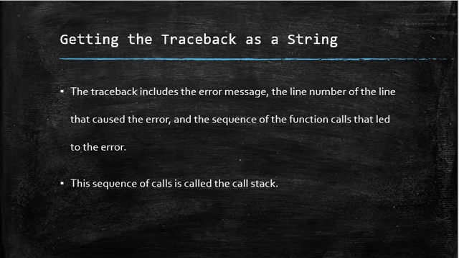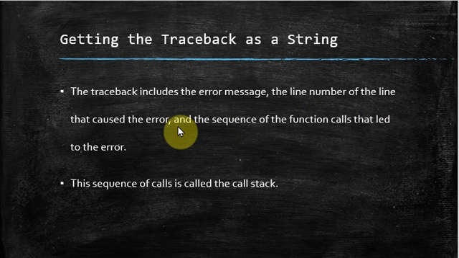Next we'll move on with traceback, that is getting the traceback as a string. When Python encounters an error, it gives some information about the error, which you can call a traceback. This traceback includes the error message, the line number of the line that caused the error, and the sequence of function calls that led to the error. So it is going to give you the complete details of the error.